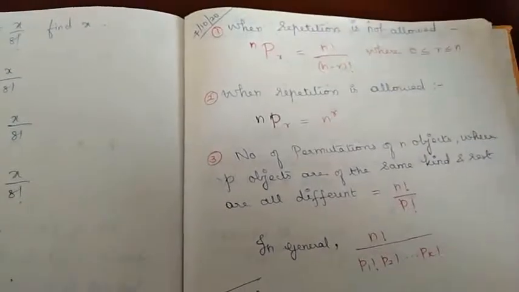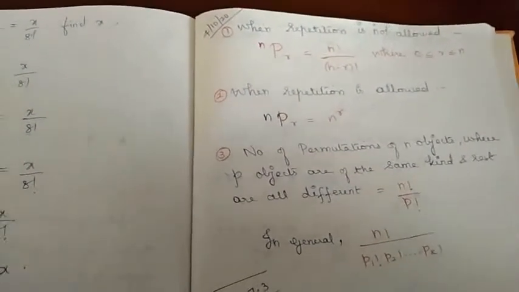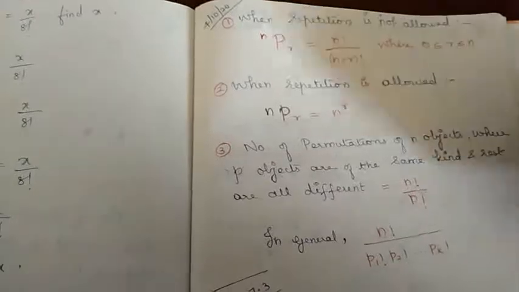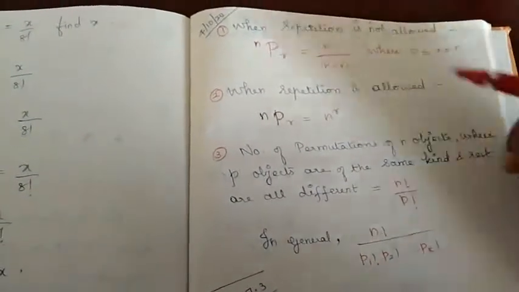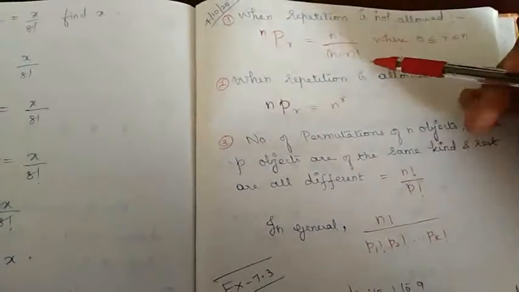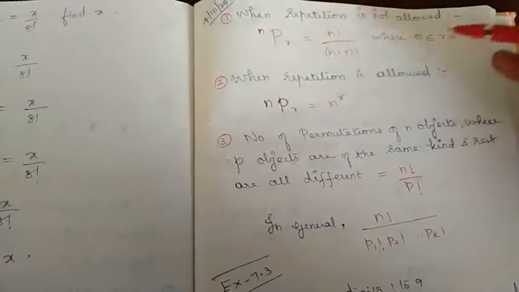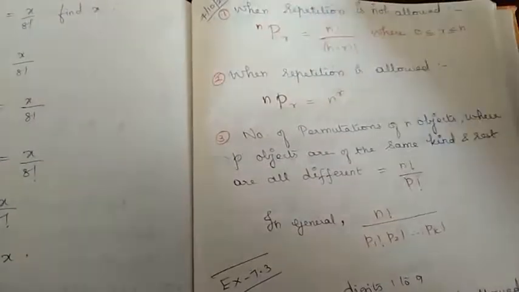All these explanations I have given in detail in our videos, right? Now I am giving you just a glimpse. So it is enough if you remember only the formula. So nPr, when repetition is not allowed, is n factorial divided by (n minus r) factorial. When repetition is allowed, it is n power r, just n power r.